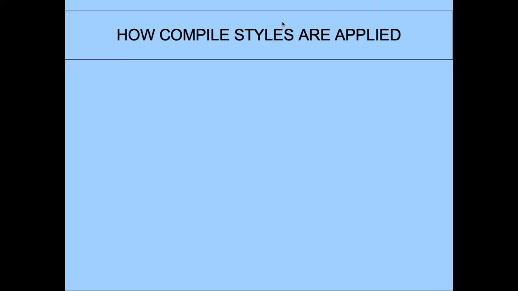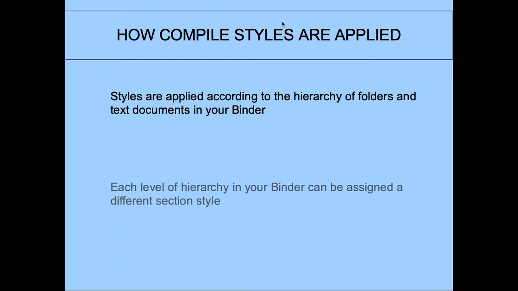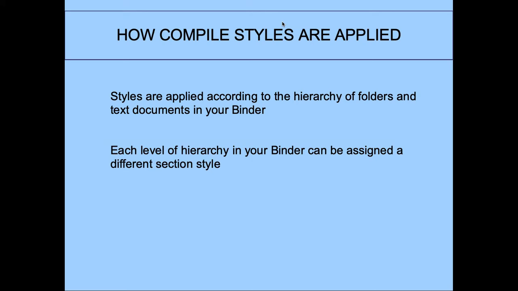First, let me start by explaining how compile styles are applied. Styles are applied according to the hierarchy of folders and text documents in your binder. Each level of hierarchy in your binder can be assigned a different section style, and Scrivener will highlight in yellow in the compile window all the documents that will be receiving the style that you are applying.